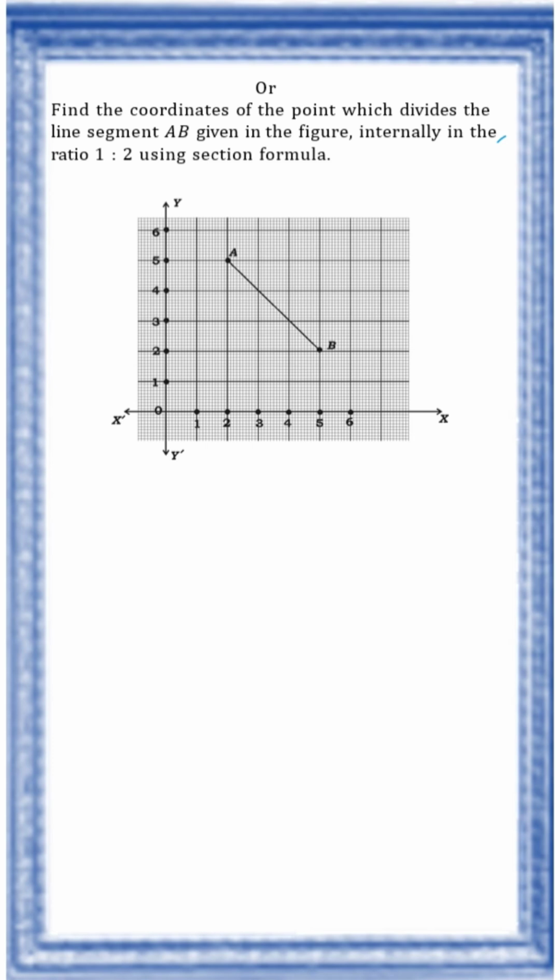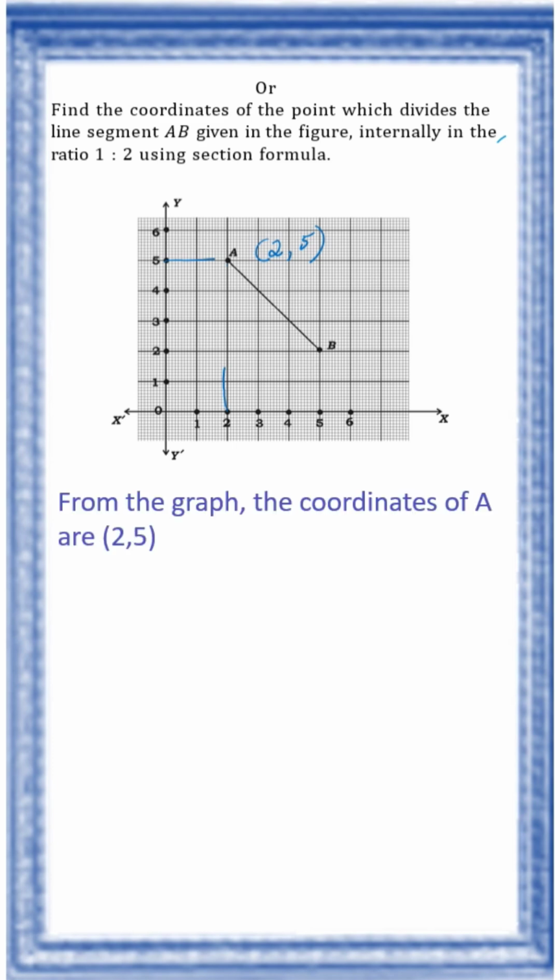Or find the coordinates of the point which divides the line segment AB given in the figure internally in the ratio 1 is to 2 using section formula. Here from the graph we can understand that coordinates of A are 2, 5. X coordinate is 2, y coordinate is 5. And coordinates of B are 5, 2.